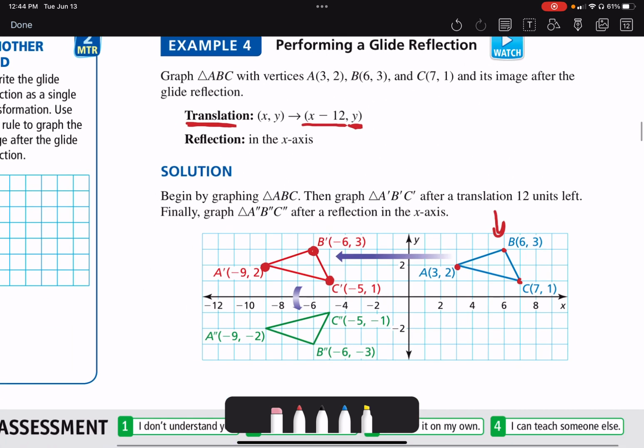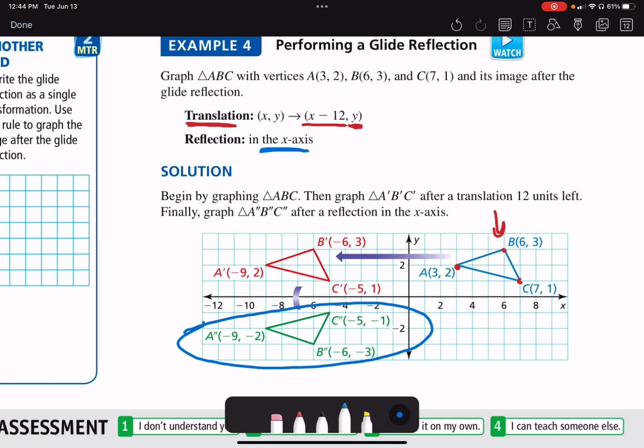We're not done. Now, after that translation, we need a reflection over the x-axis. So watch this. A is 1, 2 away from the x-axis, so I'm going 1, 2 away from the x-axis. B is going to be 1, 2, 3 away, so I'm going 1, 2, 3 away. And then C is just 1 away, so I'm going 1 away. And that gave us our final image. This image right here. Not difficult, right? They're just adding on to the transformations that we've already covered.